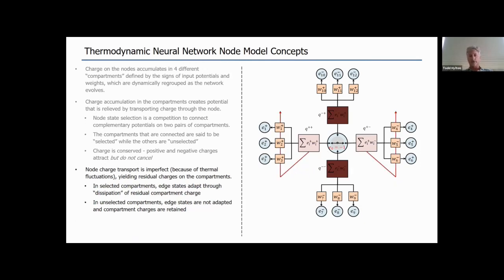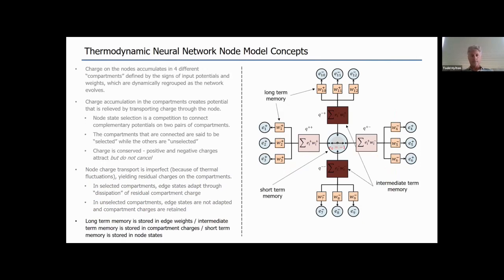Oh, and the other point here is that while certain compartments are selected and updates to their edges are made, other compartments that are not selected simply accumulate charge and their edges are unchanged during this particular node state selection. So the net of it is that long-term memory is stored in the edges, the edge weights of the network. Intermediate-term memory is stored in charges on the compartments, and these may persist over multiple node state decisions. And short-term memory is essentially the collection of node state energies.